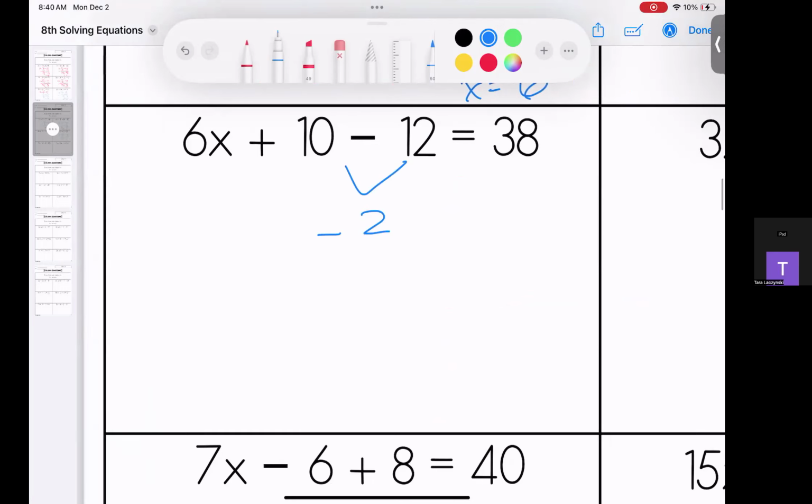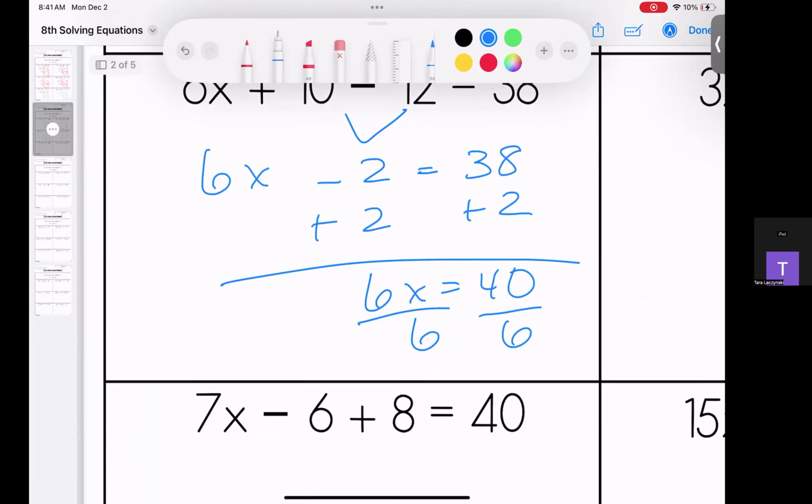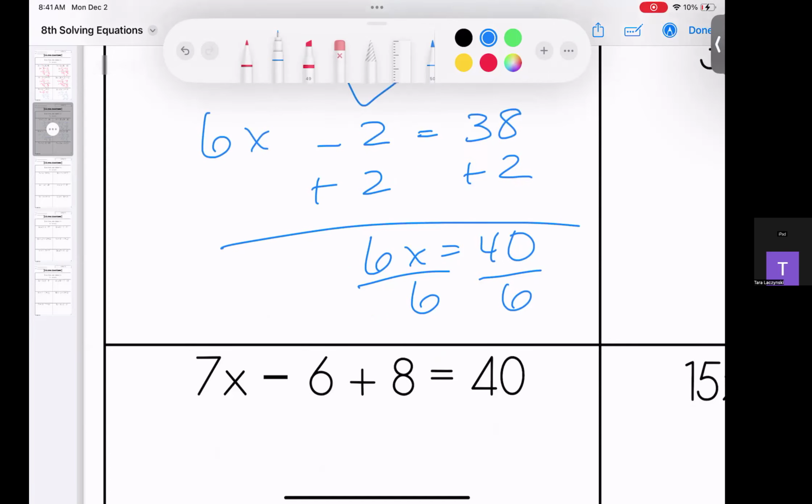Over here is -2. Remember, the bigger one gets to be bossy. 6x is equal to 40. Dividing by 6. That is not going to divide evenly. Well, it is what it is. I thought I had them all dividing evenly, but apparently not. All right, this one is going to be x is equal to 6.67 repeating.